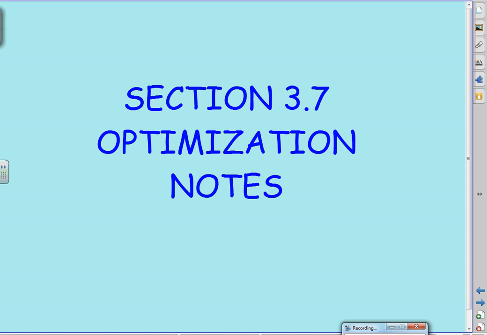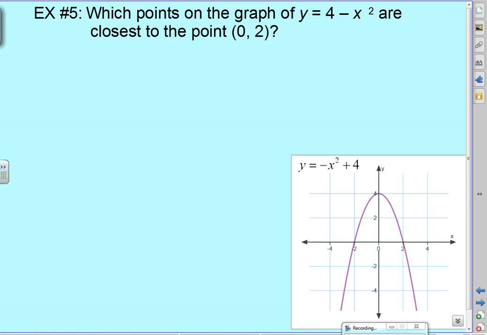Okay, looking at section 3.7, the optimization section, and this is probably about the third day we're on this, so it'll be our wrap-up day. We're going to look at a couple more difficult examples today involving minimizing and maximizing, or optimization.